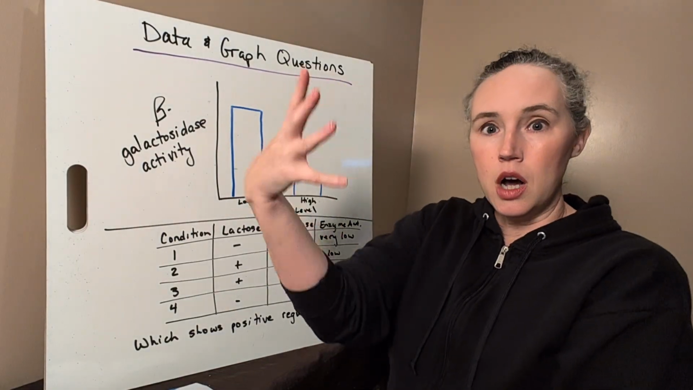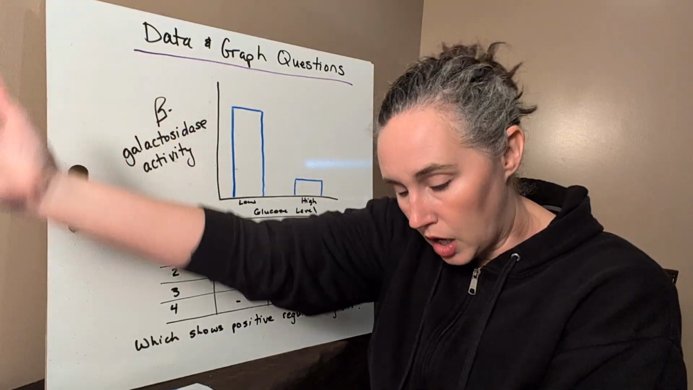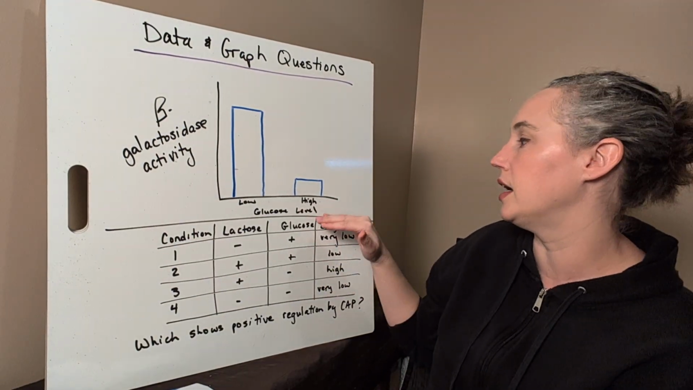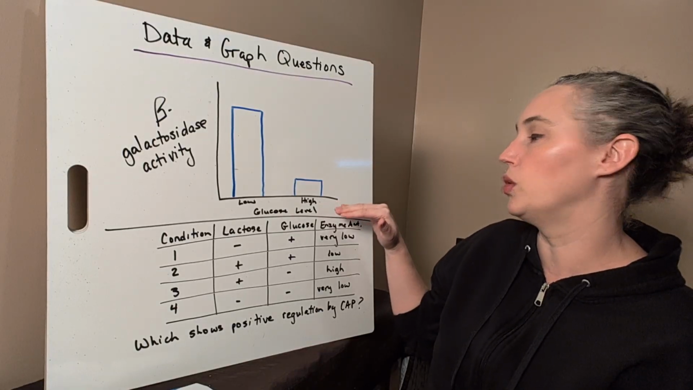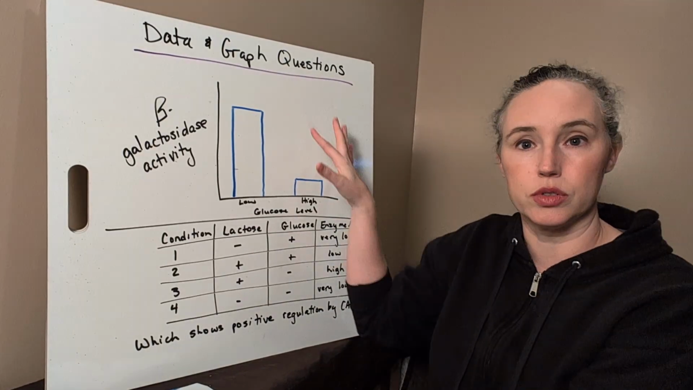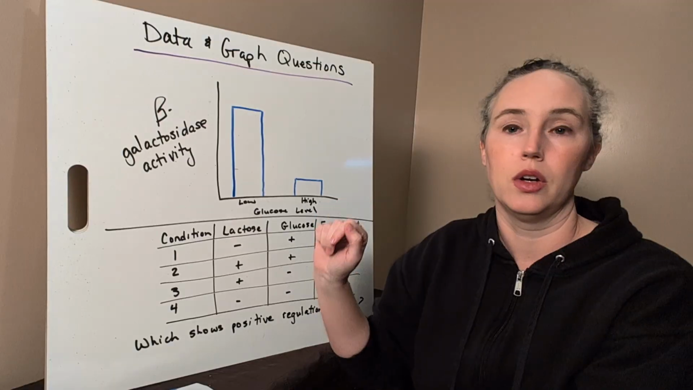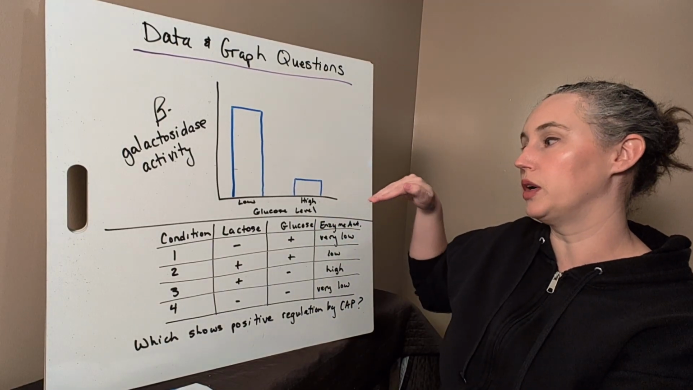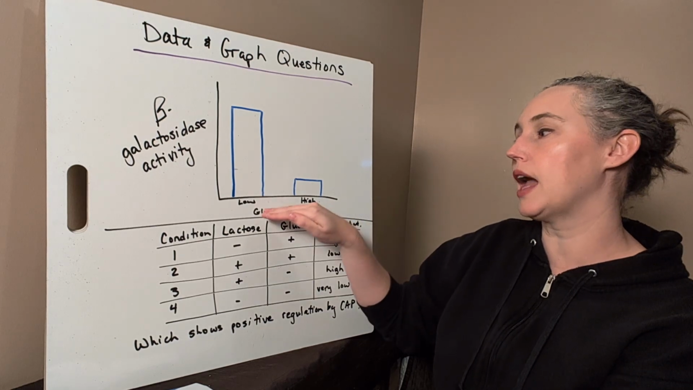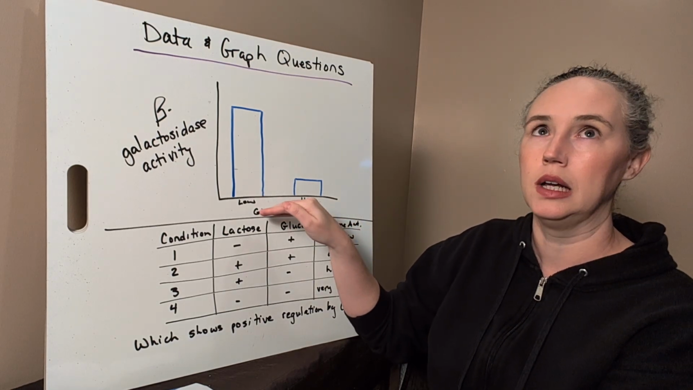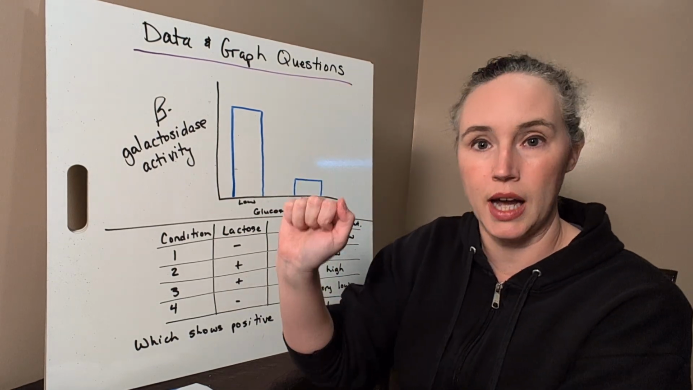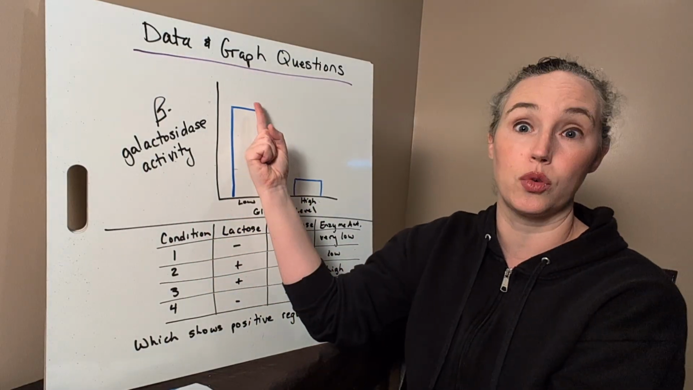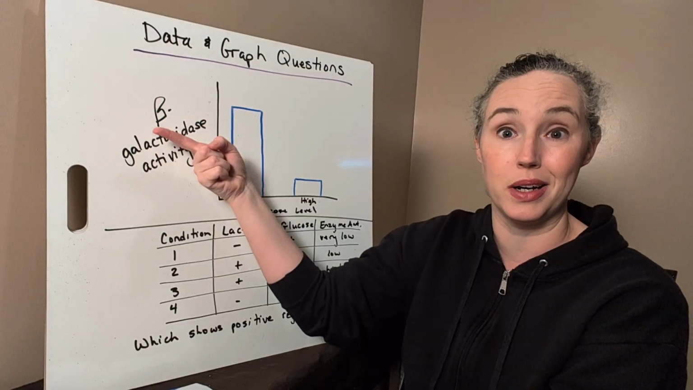But it does help you to know how the operon works, because it could say, which of these best explains the results of this experiment, right? And then you would say something about when glucose is low, CAP is able to attach to the CAP site because cyclic AMP is present. It can attach to the CAP site, and you're going to have greater transcription and production of beta-galactosidase.